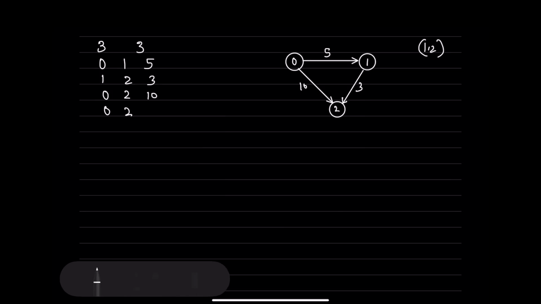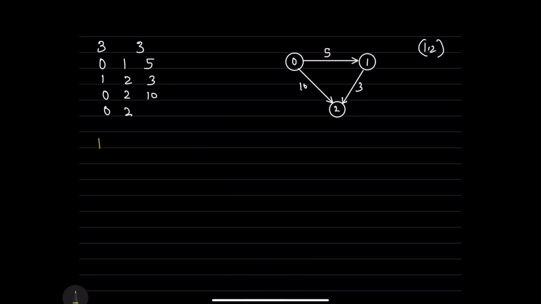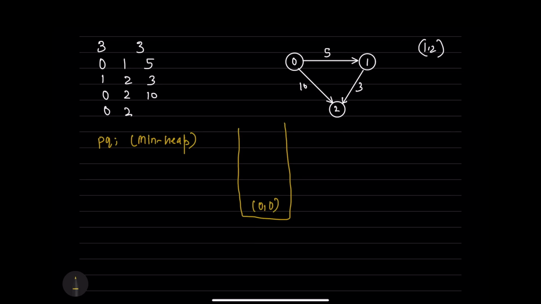So how will my priority queue look? I will consider a priority queue which is a min heap, which will always have the minimum value on the top. Initially, I will fill my priority queue with 0,0 so that I can kickstart my operation, isn't it?